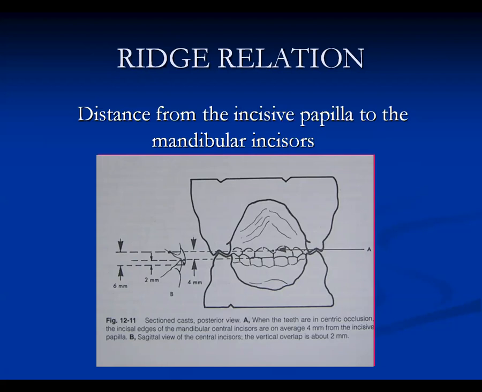Second reference, in sagittal view, the central incisors have a vertical overlap with your upper incisors. Vertical overlap is near about 2 mm. So these two facts we know, and with the help of this, we can determine the vertical dimension of occlusion for that particular patient.